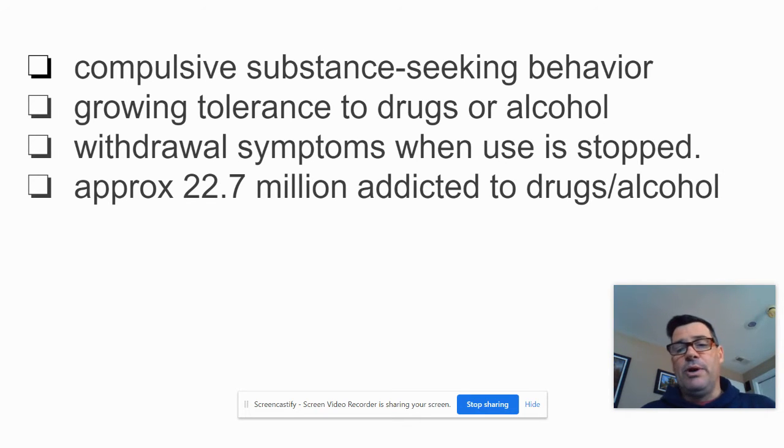Approximately 22.7 million people in America are addicted to drugs and alcohol. So that's the statistic part of this. 22.7 million people are addicted to drugs and alcohol. If you need more time, go ahead and pause.